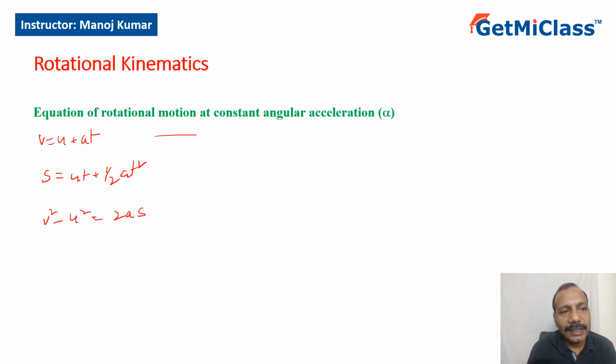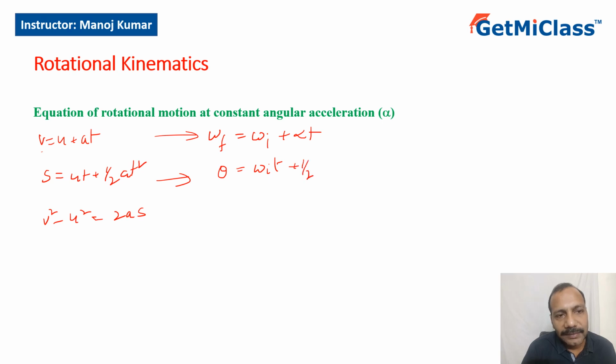Now the equivalent angular equations are: v is final velocity, so here it is final angular velocity equal to initial angular velocity plus alpha t. Now for s equal to ut plus half at square, s is linear displacement, so angular displacement theta equal to initial angular velocity omega i into t, plus half alpha t square, since a is acceleration, so angular acceleration alpha. And coming to the third equation, v square minus u square equal to 2as, I can write omega final square minus omega initial square equal to 2 into alpha into theta.